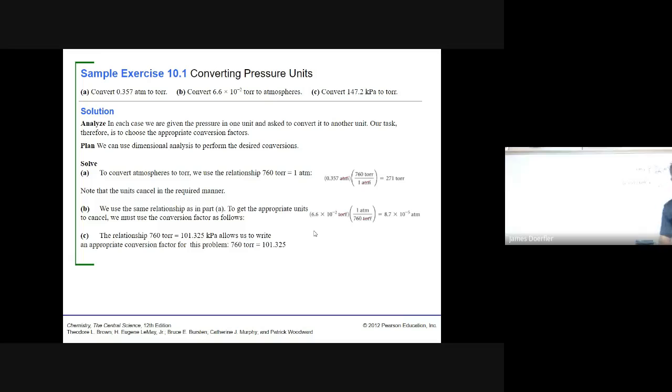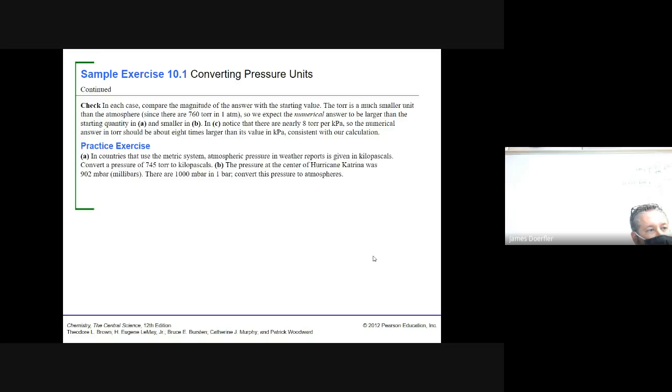Let's do a couple that are not in this pack. There's another one: 147.2 kilopascals to torr, and it just follows the same thing. 147.2 kilopascals, and then multiply by the conversion factor. 760 torr goes on top, and 101.325 kilopascals goes on bottom. So let's do a couple of examples here.